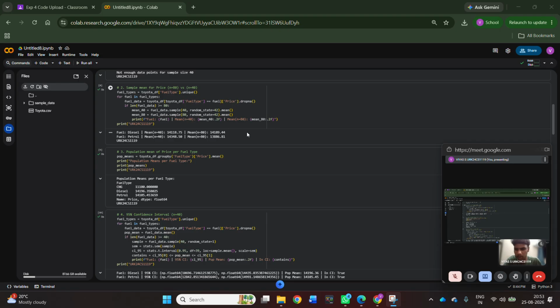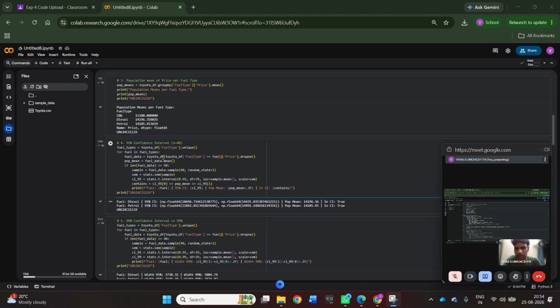And the third one is about the population mean of price per fuel type. Here, it calculates the average price of all available costs of each fuel type. The population mean uses all available observations, grouped by fuel type, separating the cost according to fuel type. Price dot mean calculates the average price, and unlike the sample mean, it uses the complete available data. The result gives the average price for each category. And here comes the output for the third one.